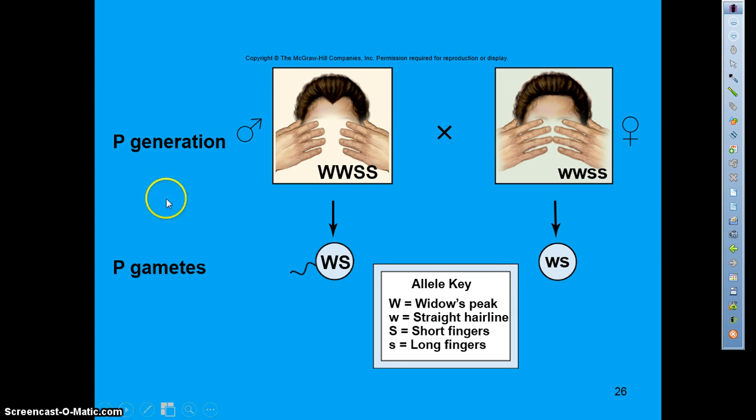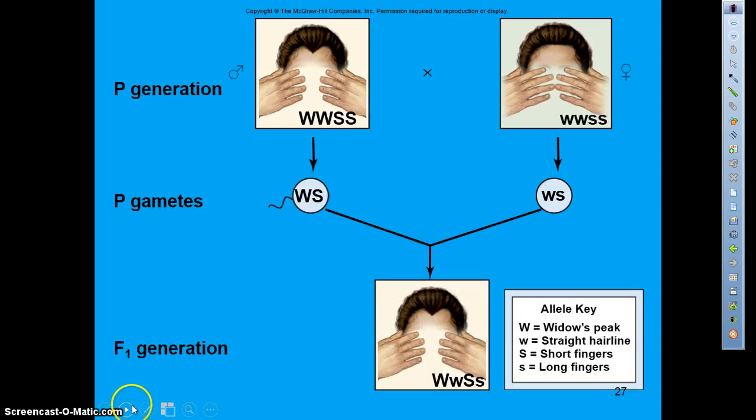All right, so in this case, let's say we have an individual who is dominant for both traits. So they are homozygous for widow's peak and homozygous for short fingers. So every one of their offspring have a widow's peak and short fingers that they can pass on to them. Every sperm they have is going to have those dominant traits. The female on this hand has long fingers and straight hairline, and that's the only possibility she can pass on to her offspring. So when you cross these two, the only thing that you can come up with for the offspring, all the offspring are going to be heterozygous dominant.